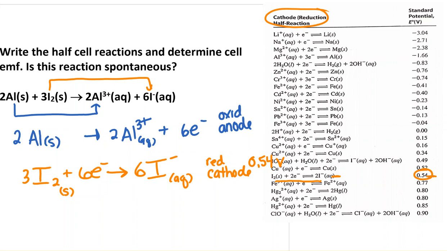Okay, let's look for the aluminum. The aluminum is up here. And the problem is the reaction that we want for aluminum is oxidation, and this is reduction. So that's not that big a problem. We know what to do. We're going to change that sign. Okay, and so now we have our 2 potentials.